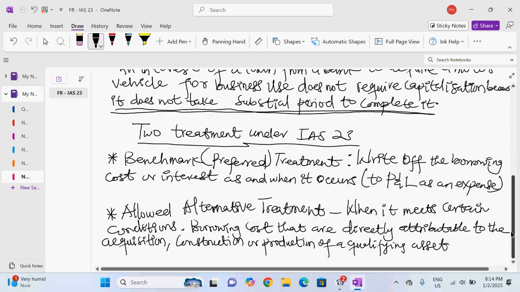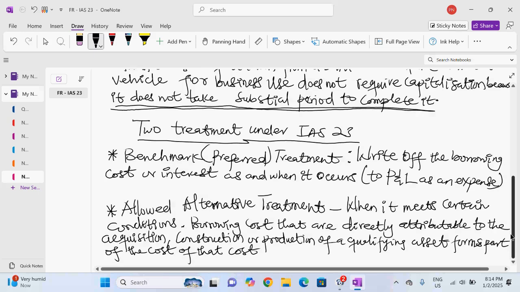qualifying asset forms part of the cost of that asset. So if the borrowing cost is directly attributable to the acquisition, to the construction, you are going for the loan for the acquisition, for the construction or production of a qualifying asset like the building that we gave, then that should form part of the cost of the asset.